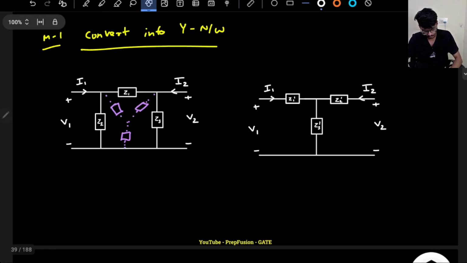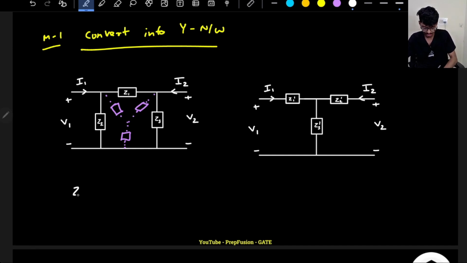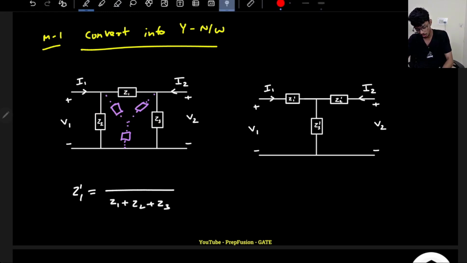I hope you remember the star to delta formula. How I used to remember is, I have to convert from delta to star. So delta, the first term has the first letter D. D means division. That is how I used to remember: D for division. So of course I have to divide. In the division formula, all the sum used to come, this z1 plus z2 plus z3.